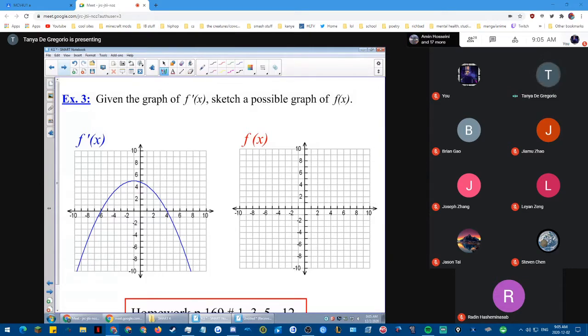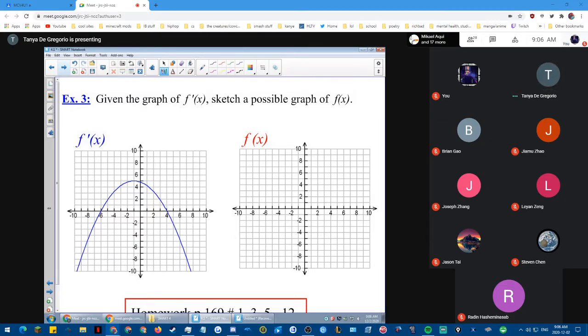Okay, so given the graph of f prime of x, sketch a possible graph of f of x. Keep in mind, we're given the derivative. If the derivative is a parabola, then the original function has to be what? A cubic. Good. It has to be one degree higher. So we know that it's a cubic.